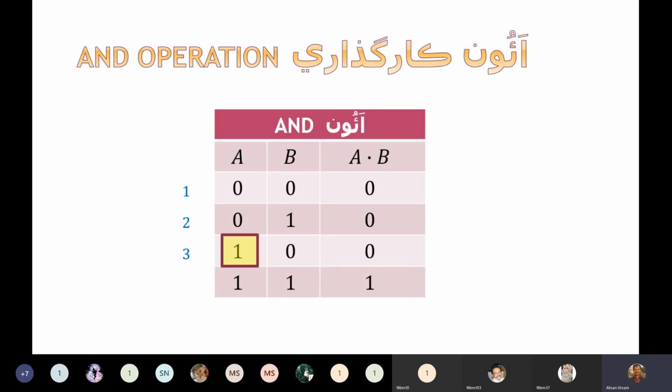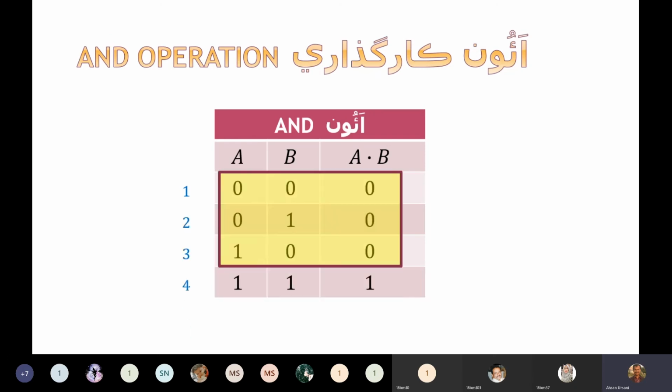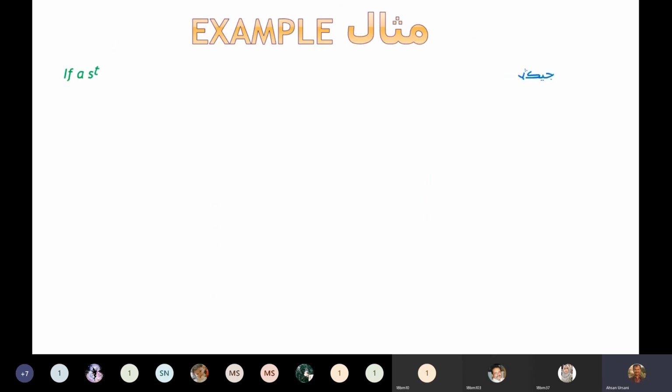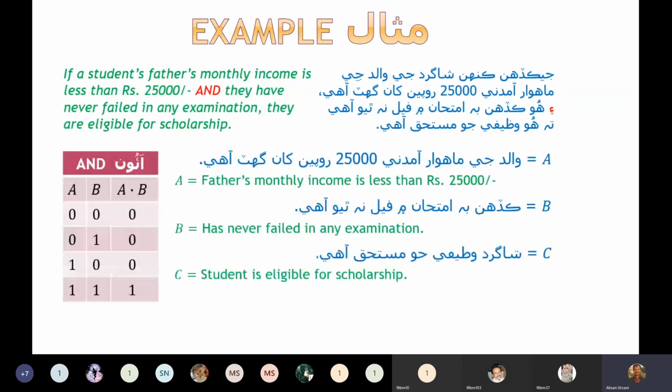Otherwise, if at least one of the input variables is false, the output will be false. So in 3 cases the output is false. Only in one case the output is 1, where both operands are true. Now we have seen this example where the output variable C is equal to the AND operation between the two input variables. Right?